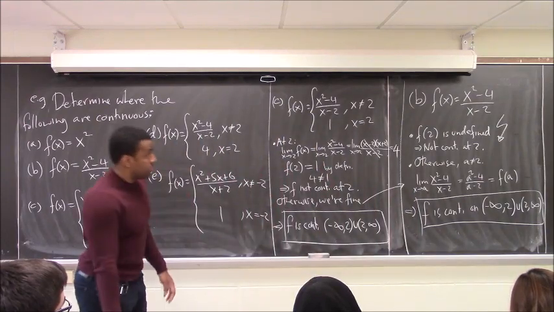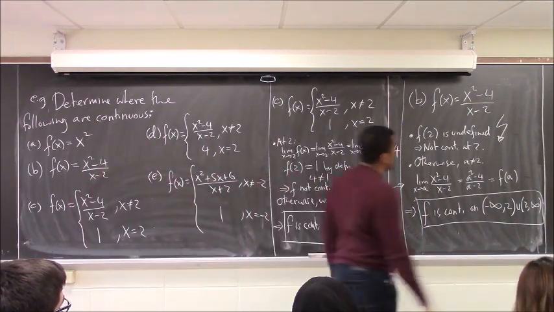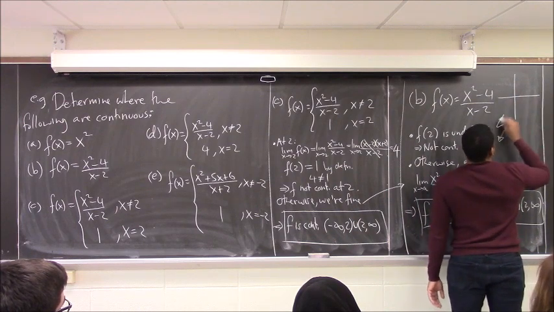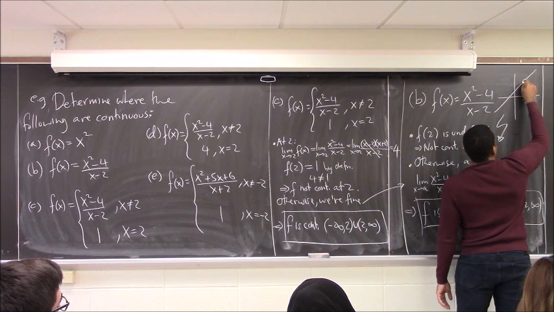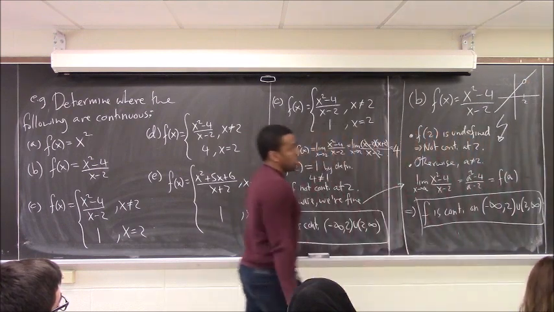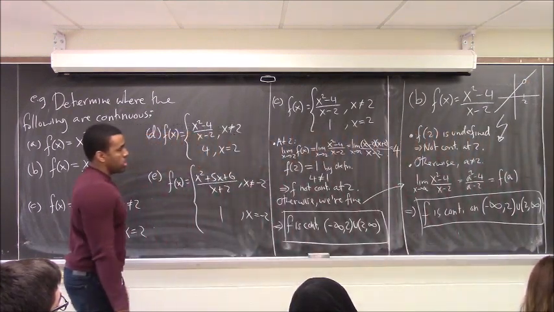You can also realize this from the picture. We've actually drawn this before in class. You might remember the graph looks like this, except when it's passing through 2, there's a hole. So obviously that won't be continuous, there's a hole there.